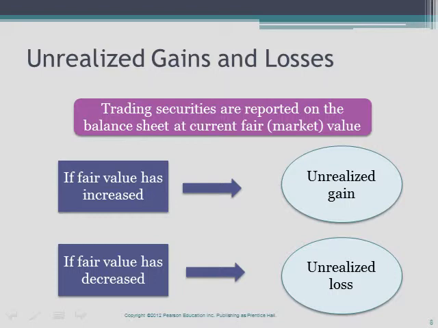Trading securities are reported on the balance sheet date at their current fair value, also called market value, because fair value is the amount the investor can receive by selling the securities. If the fair value at balance sheet date has increased from the original cost of the investment, the company reports an unrealized gain. It's unrealized because the company has not actually sold the investment. On the other hand, if the fair value has decreased from the original cost, an unrealized loss is reported.